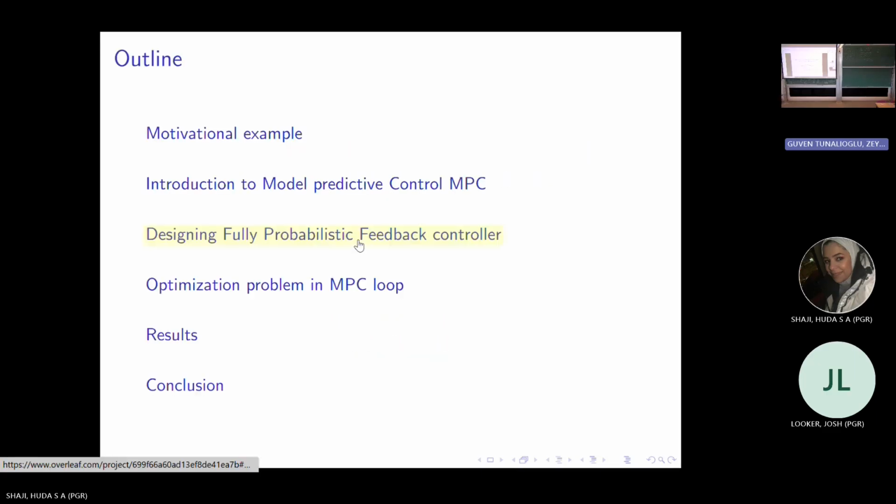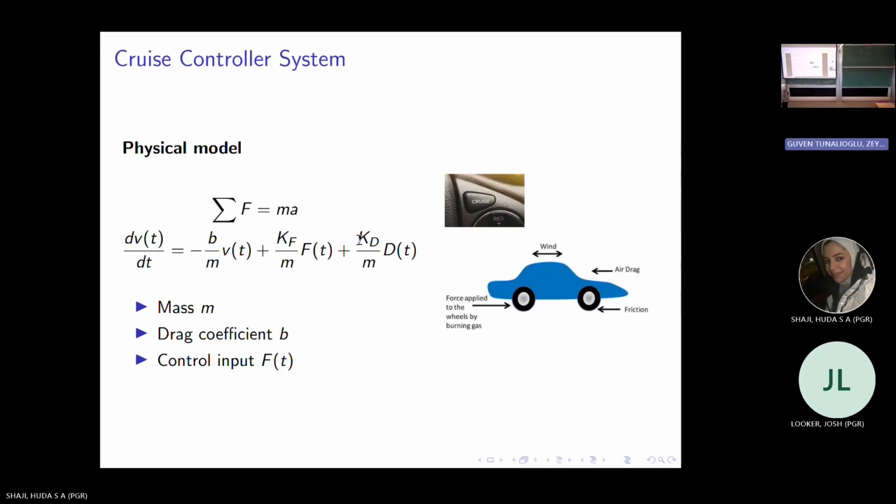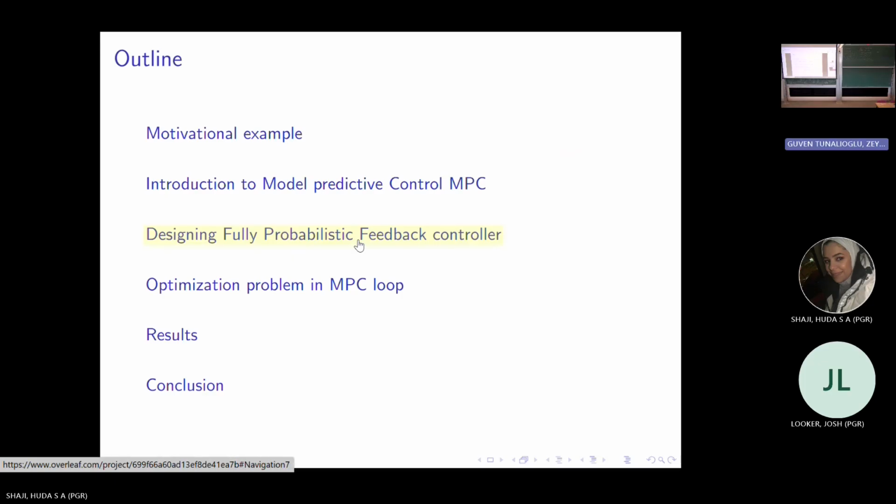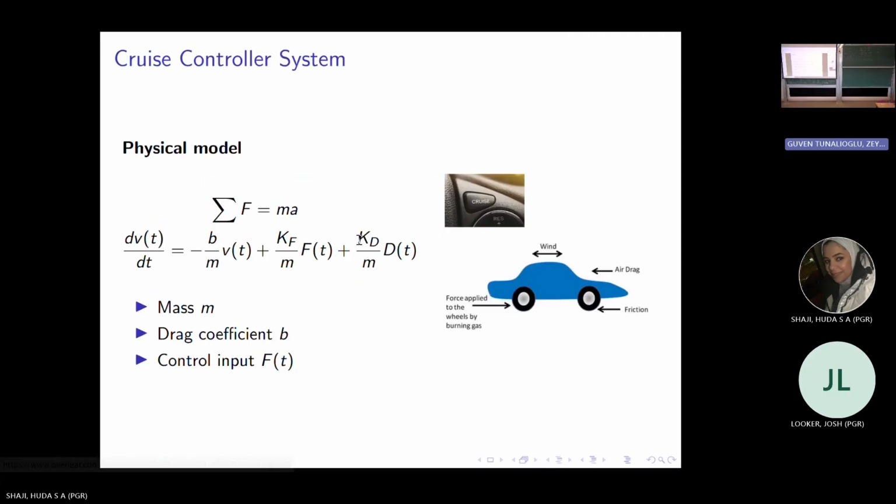So first of all, we're going to go through the outline. We'll start with a motivation example. Also, we will introduce a very important control tool and strategy that this controller design depends on highly, which is model predictive control. And also we'll go through how we design the probabilistic controller, and then we will derive our optimization problem and solve it through model predictive control. Then we'll share some results and end up with a conclusion.